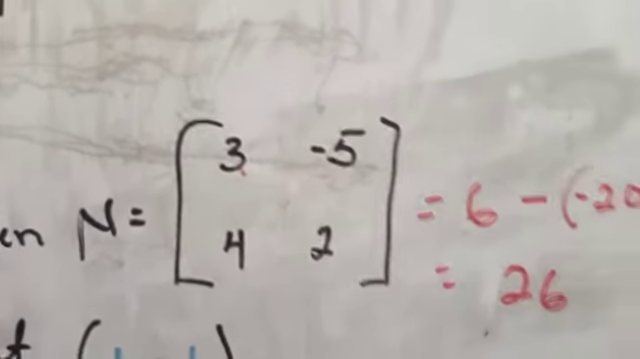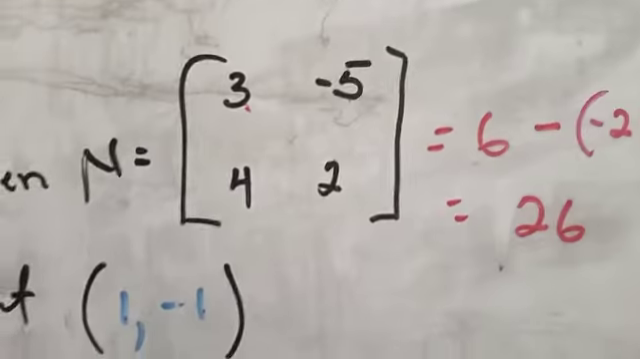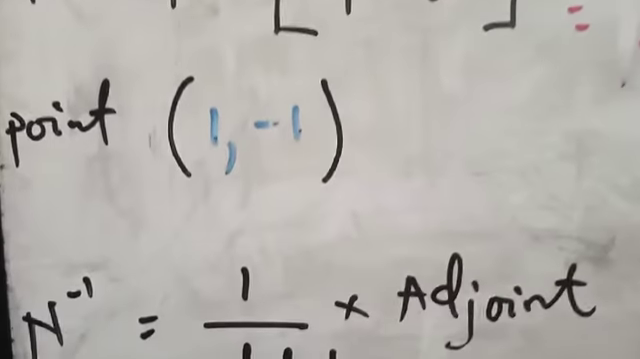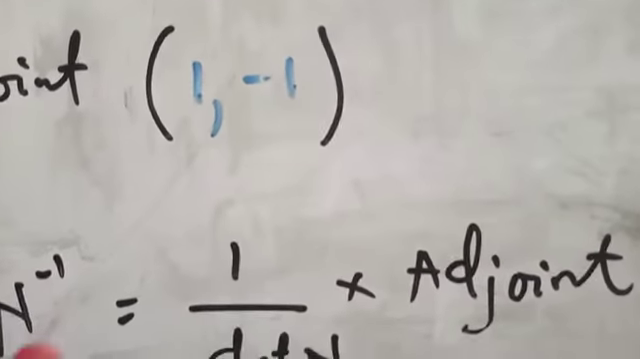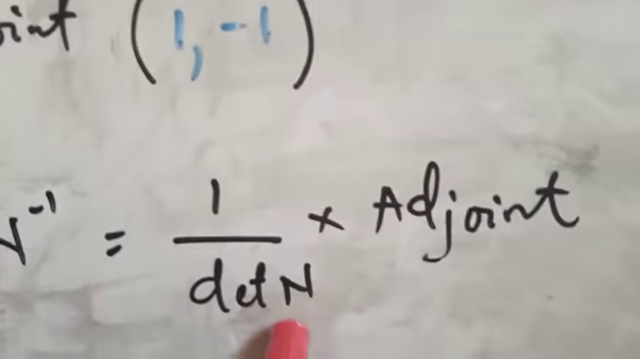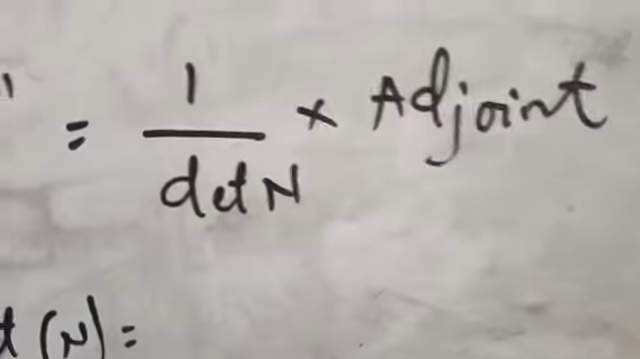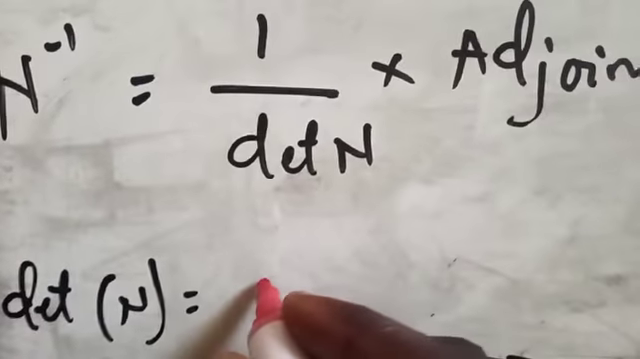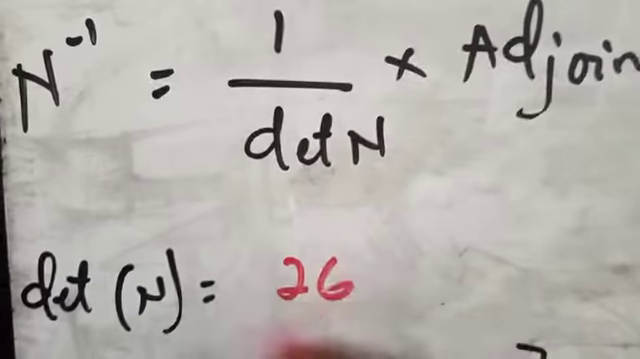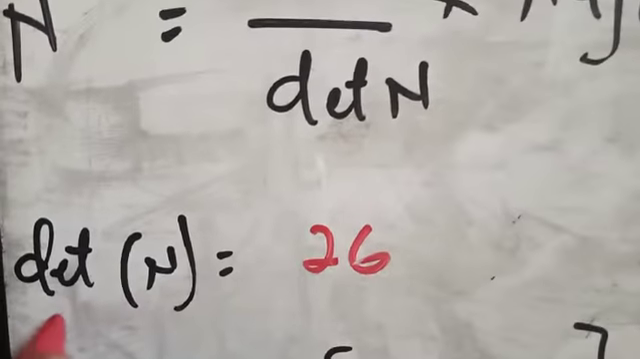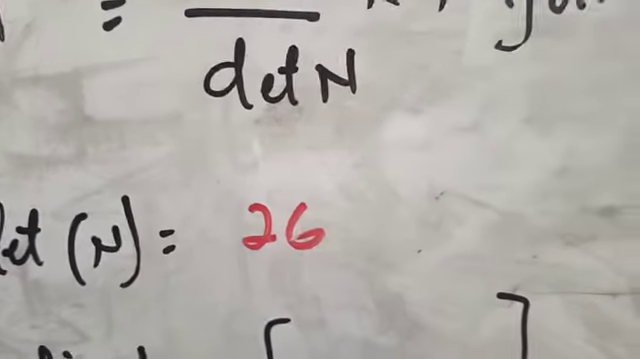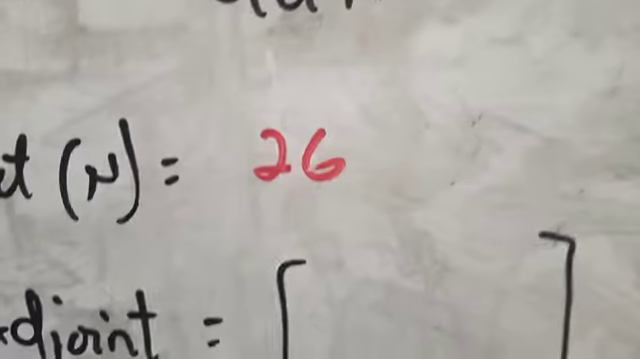Now, this is just a determinant. So this is the tool that we are going to use to determine the inverse of this matrix. We have the determinant of N, which is 26, and then we are left to find the adjoint. Here the determinant is equal to 26. This is just a short notation for a determinant. So we have our 26 here, and then the adjoint.